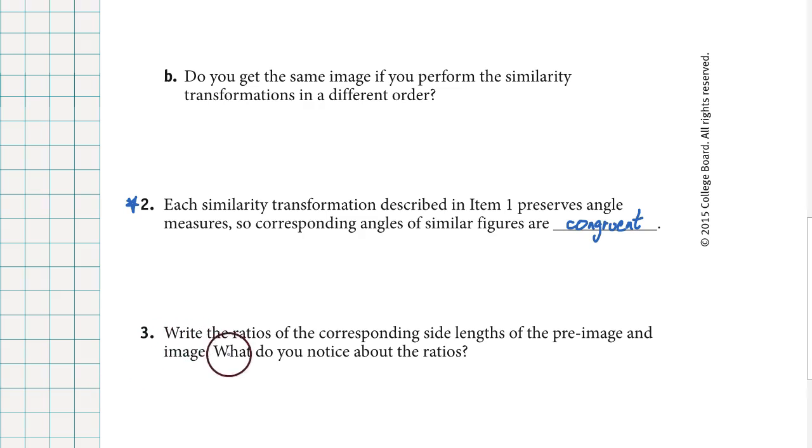Now let's work on number 3. Write the ratios of the corresponding side lengths of the pre-image and the image. What do you notice about the ratios? Well, we had done this once already when we created the value for the scale factor of K. The one side of the original figure was 3 units long. The corresponding side in the larger figure was 7.5 units. Now that was when we looked at side CD.